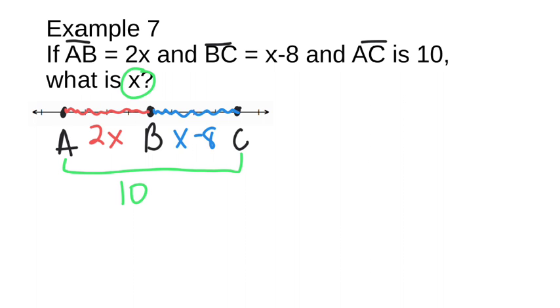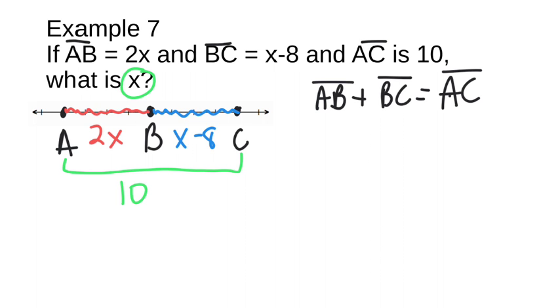So we need to write an equation still using the idea that AB plus BC equals the whole thing, AC. We're still using that idea. So for AB, we're going to plug in 2x because that's what it is. We don't know the actual number value. BC is x minus 8 equal to AC, which is 10. If you solve this equation, you'll find x.